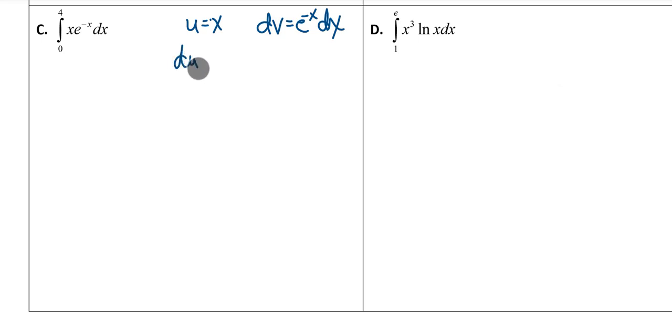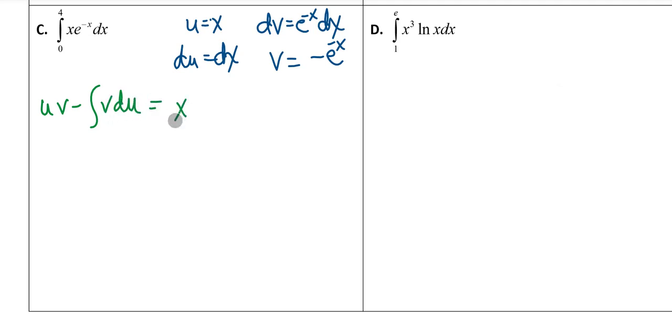So du is going to be dx, and v is going to be, we're missing a negative here, negative e to the negative x. Okay, so then using our formula, uv minus the integral of v du, we get x, and we need that negative in front for the v, and then minus the integral of negative e to the negative x dx.